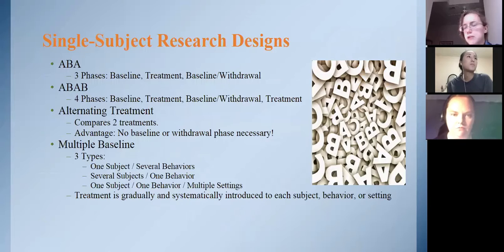Single subject research designs review. As a review, here are the basic types of single research designs: ABA, ABAB, alternating treatment, and multiple baseline. The following slides will show you some concrete examples of each design type. Hopefully, these will give you some ideas of how you could actually use single subject research in your classroom.